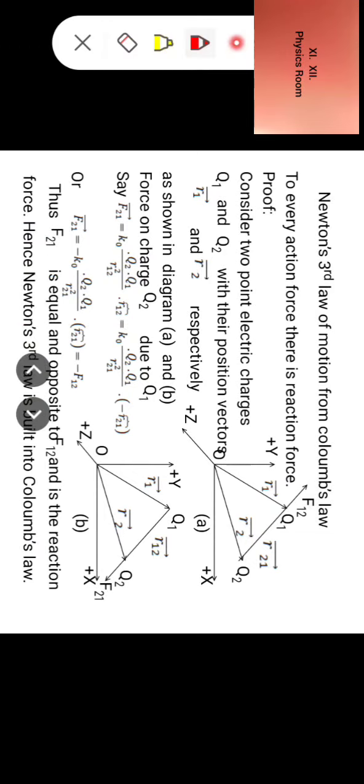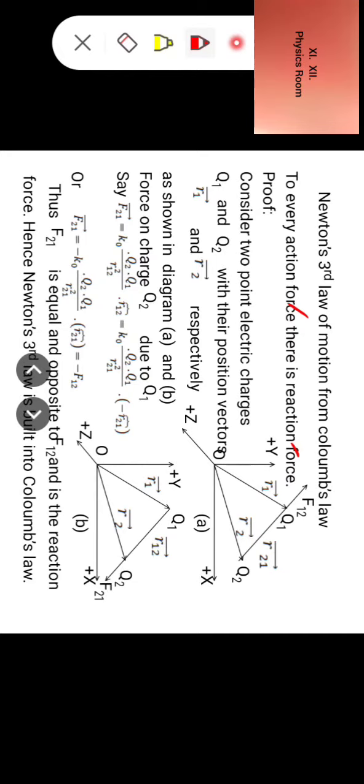Now we come to Newton's third law of motion from Coulomb's law, or we can say Newton's third law of motion is hidden in Coulomb's law. How can we derive Newton's third law of motion from Coulomb's law? Let us see. What is Newton's third law of motion? To every action force there is a reaction force. This is the statement of Newton's third law. Now, the proof.